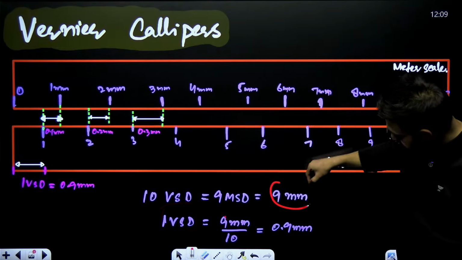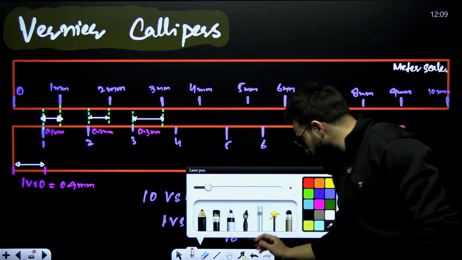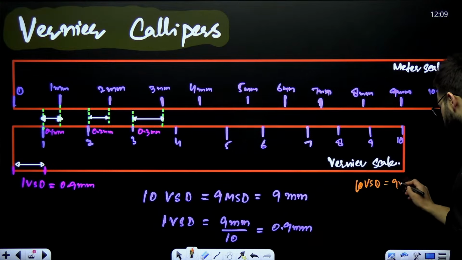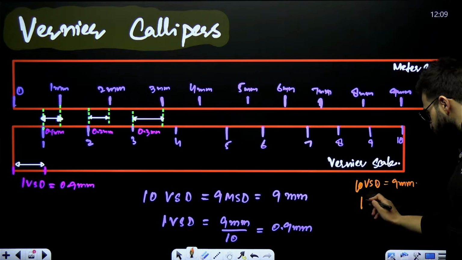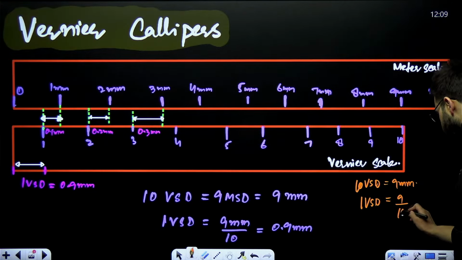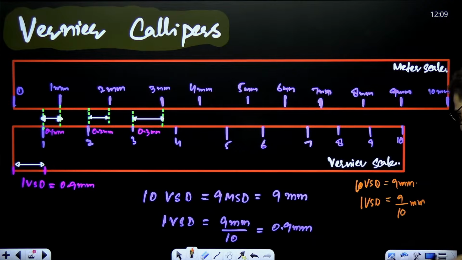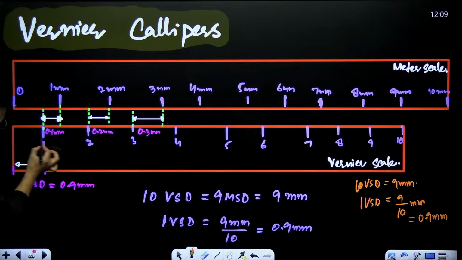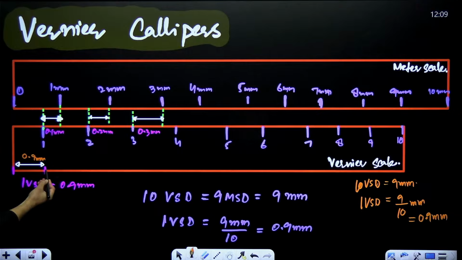9 mm, divided by this 10. If you are saying 10 VSD is equal to 9 mm, what will you say? 1 VSD will be equal to 9 by 10 mm. 9 by 10 mm will be what? 0.9 mm. So in this particular case, what is the length of this? This is 0.9 mm. So this 1 VSD is equal to 0.9 mm.